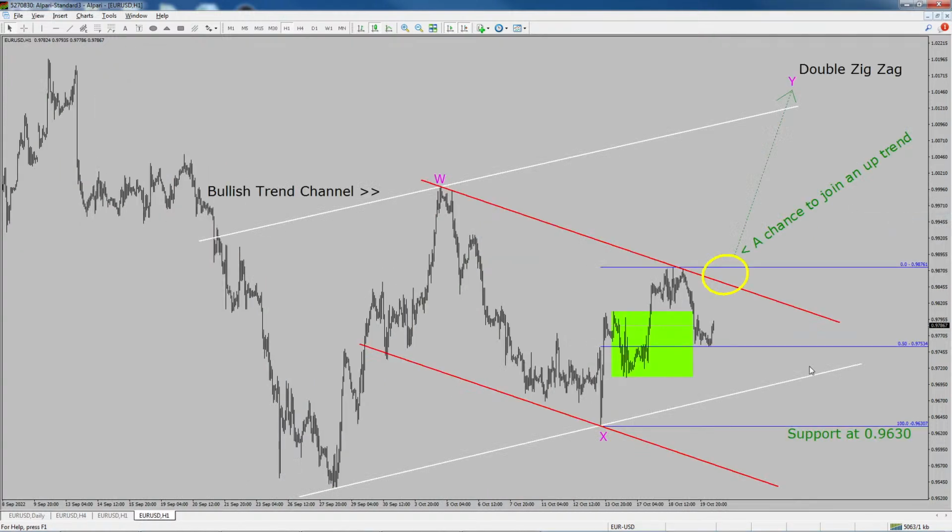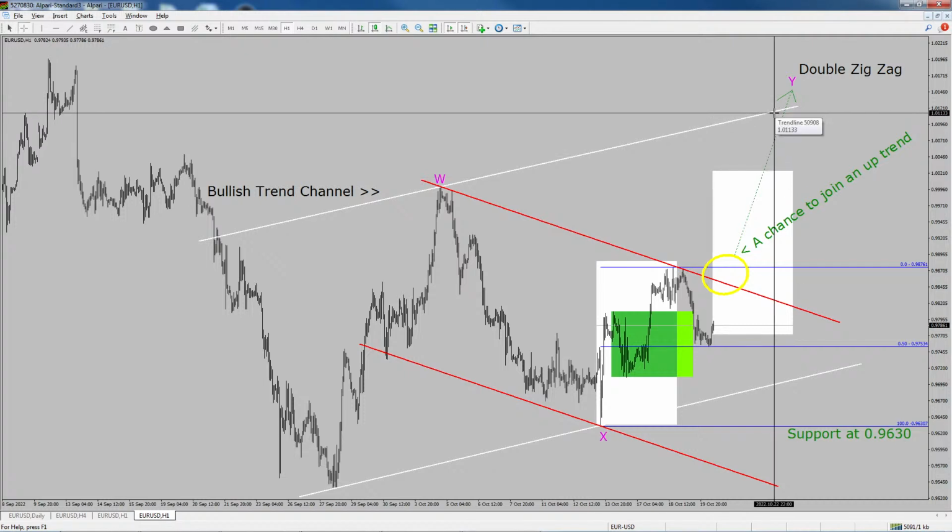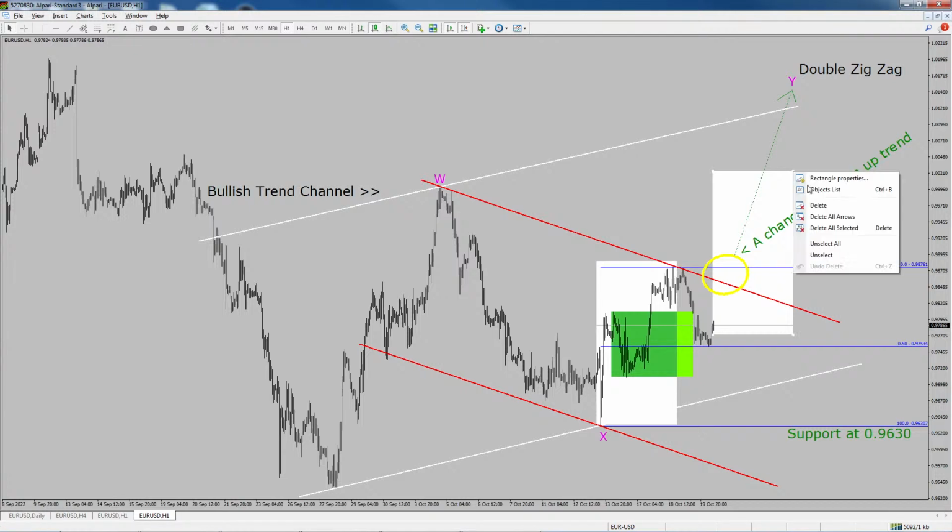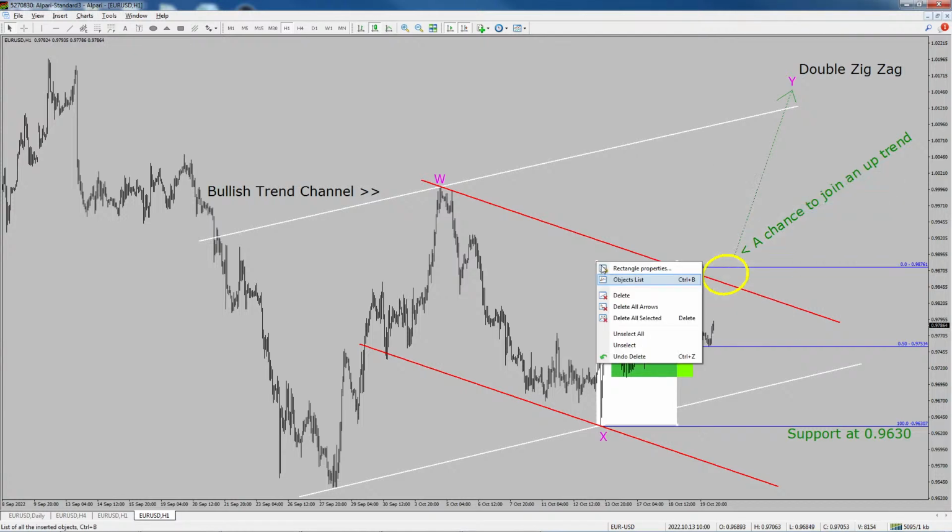If you look at the 1 hour, I am interested in a bullish breakout. This is a double zigzag going on. This is the first zigzag, and expect a second one, which would probably go all the way up to the upper trend channel line. Okay, usually the first zigzag becomes equal to the second zigzag, or wave A becomes equal to wave C.